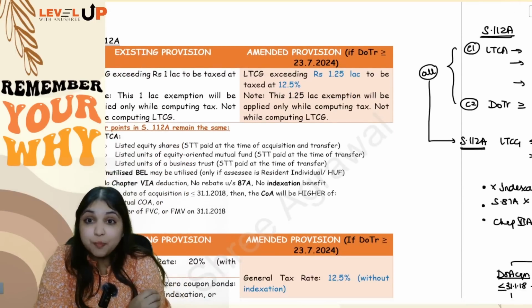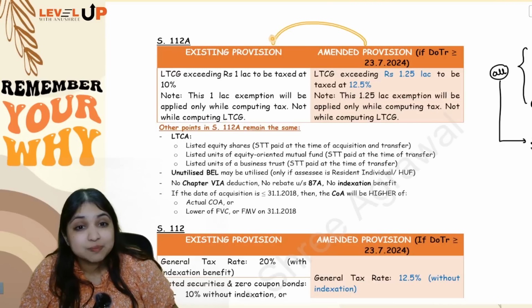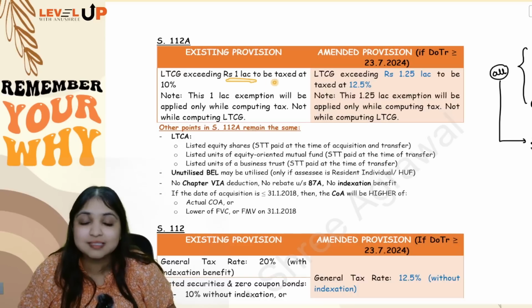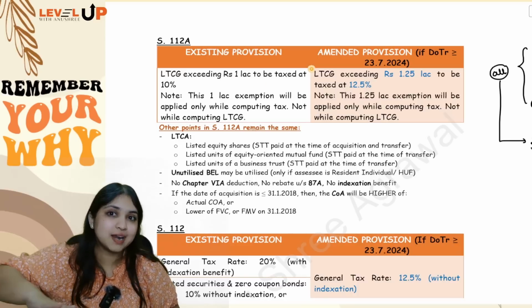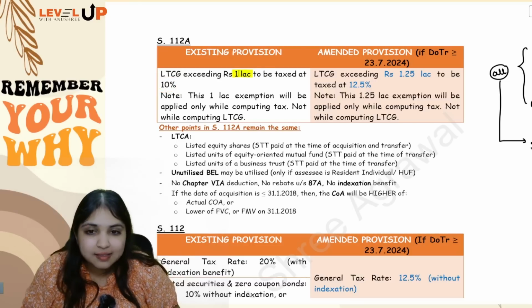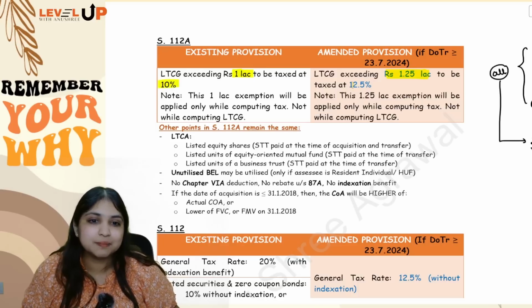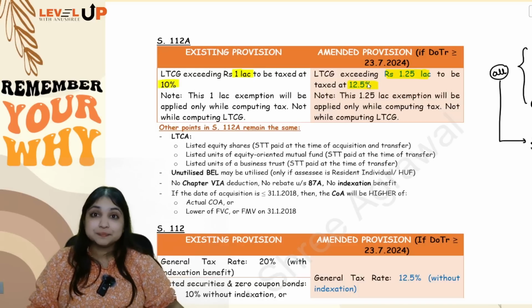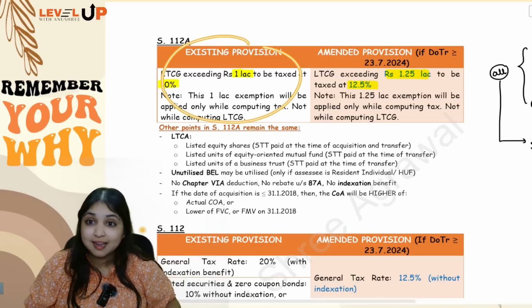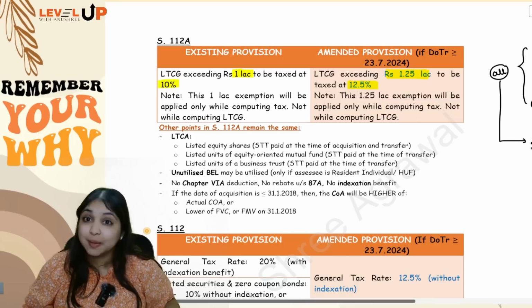The taxation point under section 112A, if the date of transfer is before 23rd July 24, then up to 1 lakh, no tax, and capital gains above 1 lakh, whatever is the excess, on the excess 10% tax. This 1 lakh number has changed to 1,25,000. This 10% number has changed to 12.5%. And you know, right, when do we do about all this thinking? We do this 1 lakh number and all only at the time of tax computation.